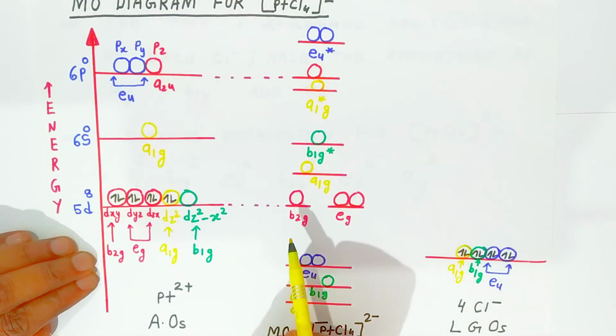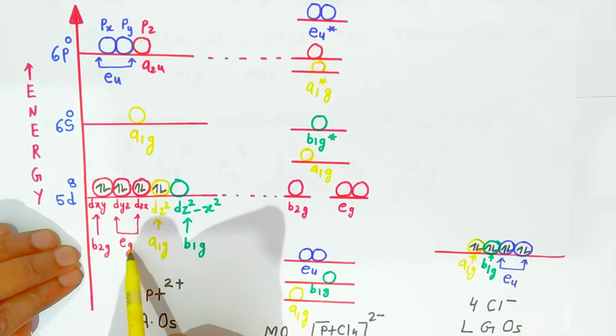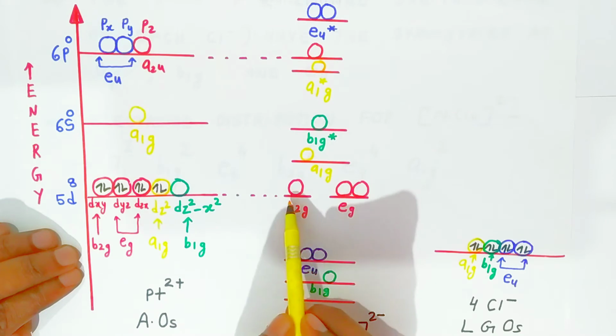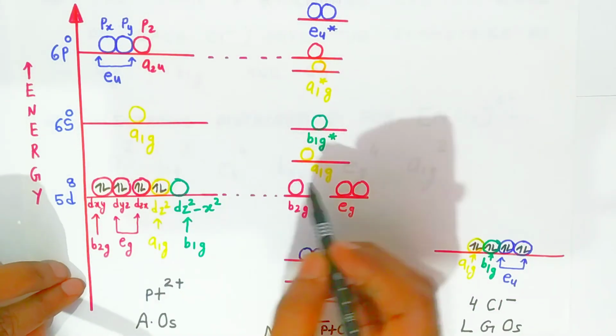Now when you come to the 5d8 orbitals, dxy, dyz, dzx, that is the B2g and Eg orbitals, are non-bonding, so these molecular orbitals I have written like this. Their electrons will be like this, all having 2 electrons.